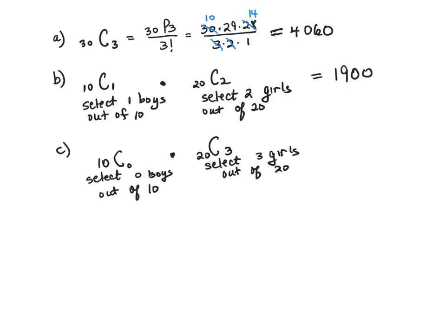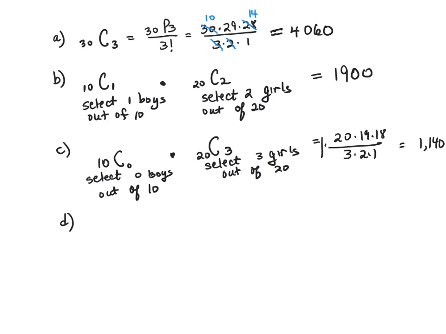So again, this would be just 20 times 19 times 18 over 3 times 2 times 1. Of course, 10C0 is 1. Put a 1 there. And the answer comes out to be 1,140. And then finally, the last one says at least 2 girls.